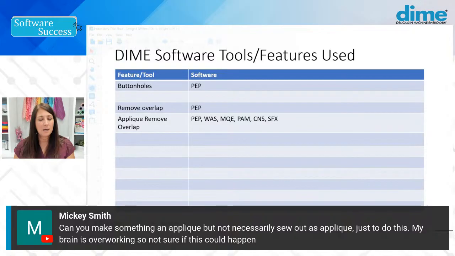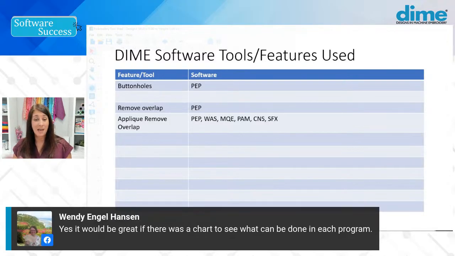Then Mickey says, can you make something an applique but not necessarily sew out the applique? Yeah, absolutely. You could do this and make it an applique, but I think what Mickey's saying is not putting down fabric. So you certainly could do that and then not put down the fabric. That's another really great point. Hey, when we get creative, it makes things a lot easier, right?